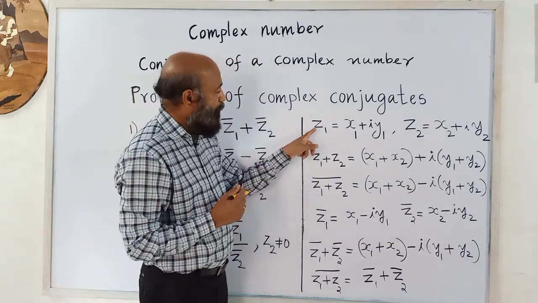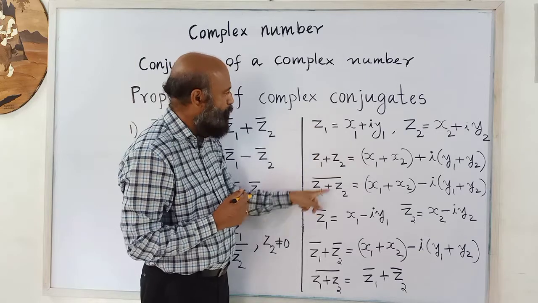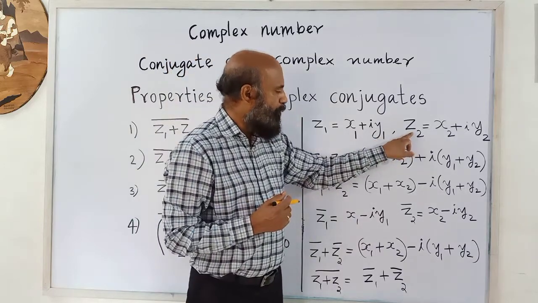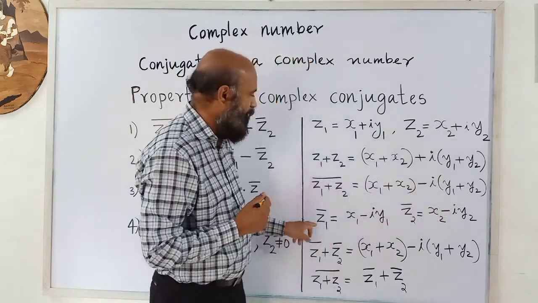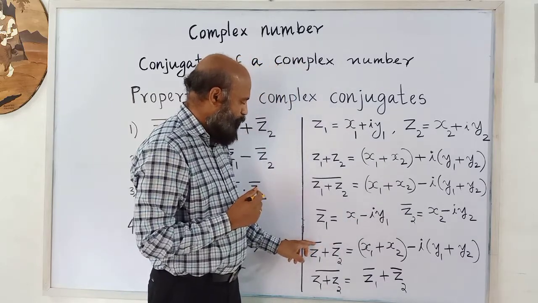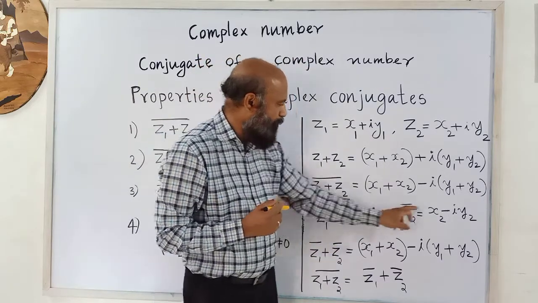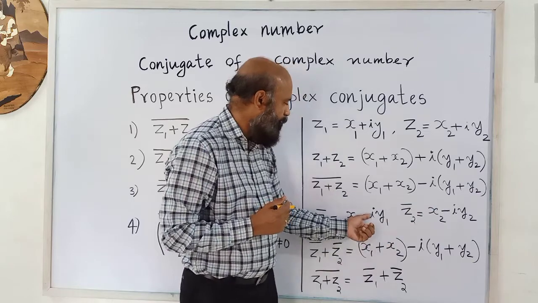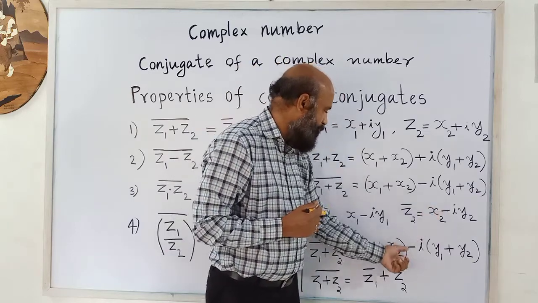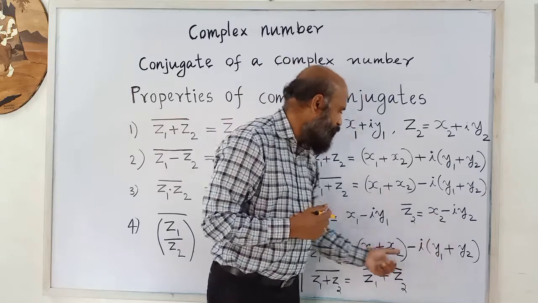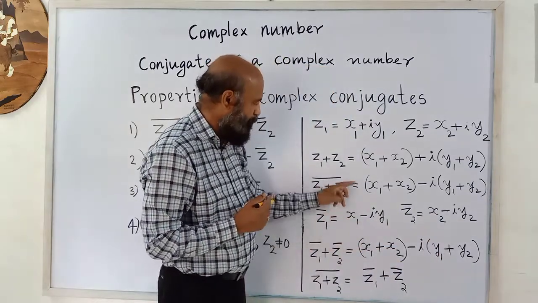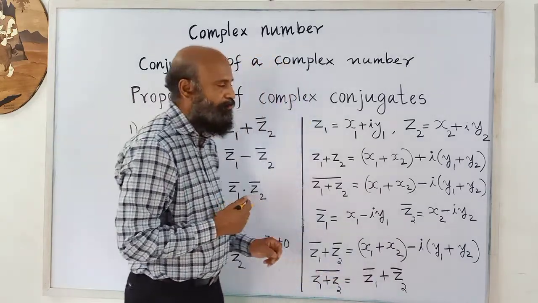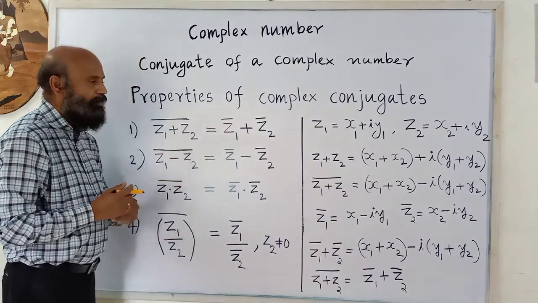Next, you take the conjugate of the first complex number, Z1 conjugate. So you have to change the sign, plus will become minus. Then similarly, the conjugate of Z2, you change the sign. After taking the conjugate, you add. Now conjugate of Z1 plus conjugate of Z2. So add these two. When you add the real part x1 plus x2, then minus i common outside, y1 plus y2. You can see that these two are the same. That means the conjugate of the sum is equal to the sum of the conjugates. Similarly, you can prove the other properties.